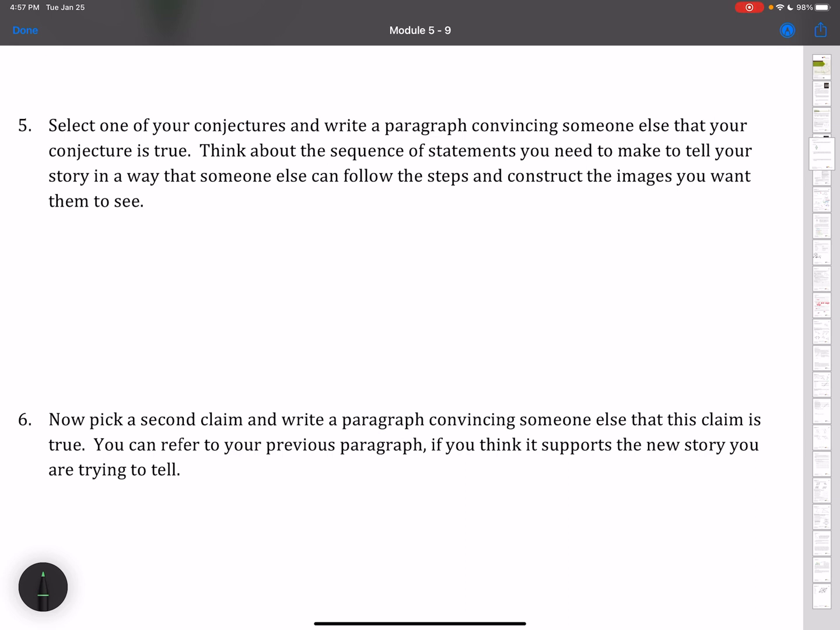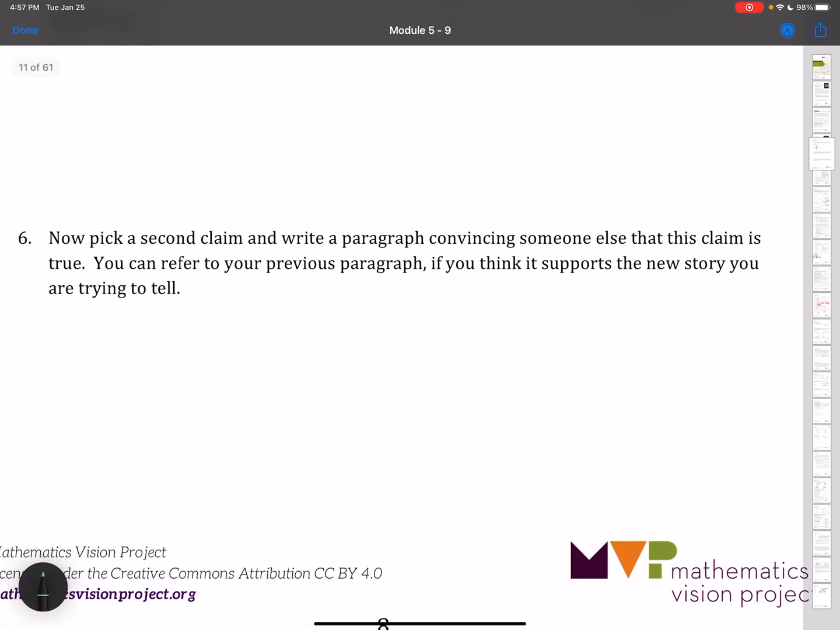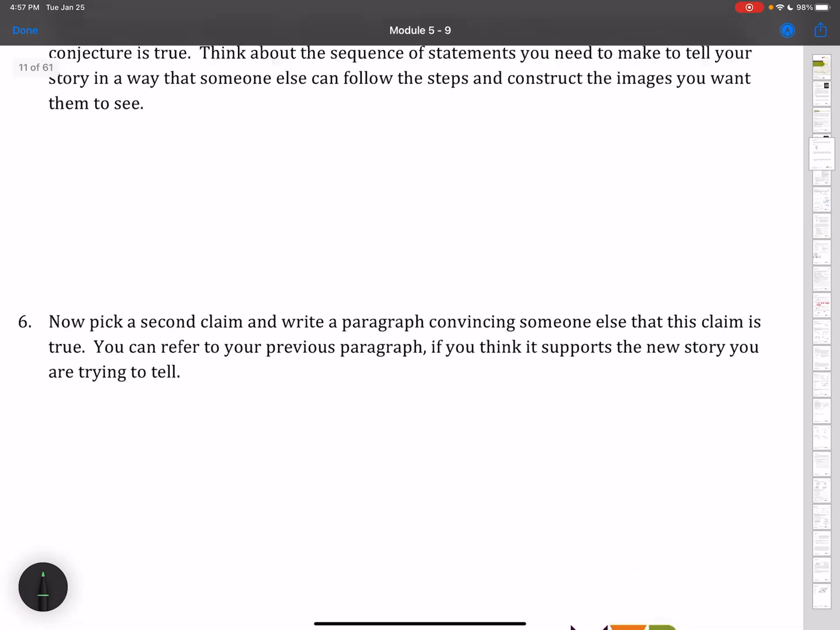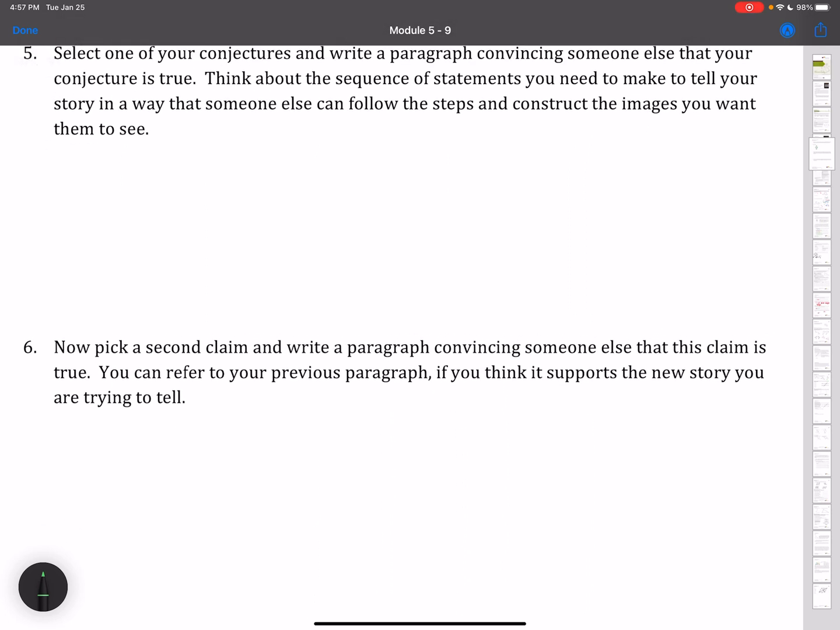All right, number 6, you have a second claim that you need to write a paragraph about. For this claim, you can refer to your previous paragraph if you think it supports the new one. If you have ideas that build on each other, the second paragraph can refer back to the first paragraph in number 5 to aid your argument that your claim is true. So take some more time to pick another one and write that down, and then come back together. Again, we'll talk about this when we get back together in class.